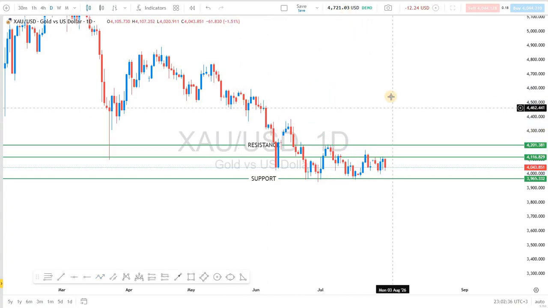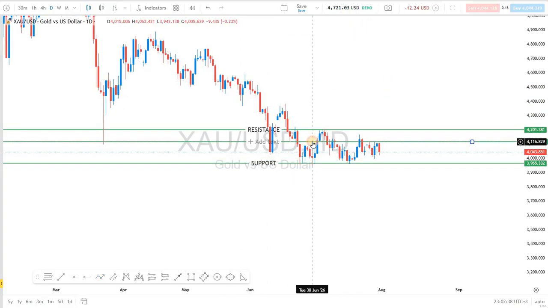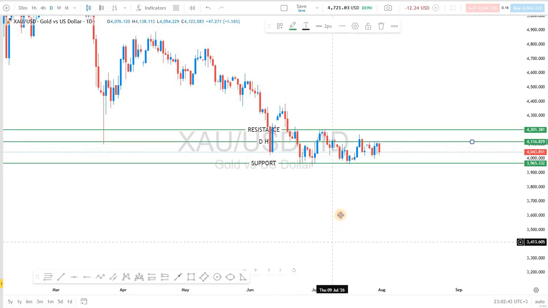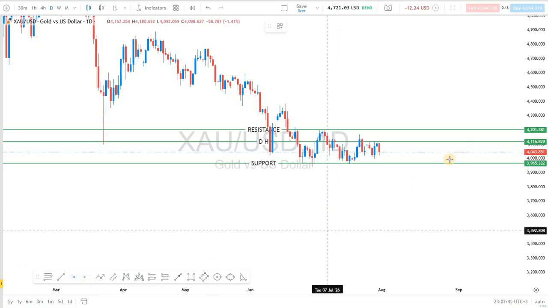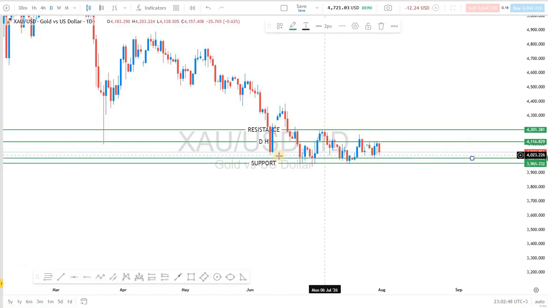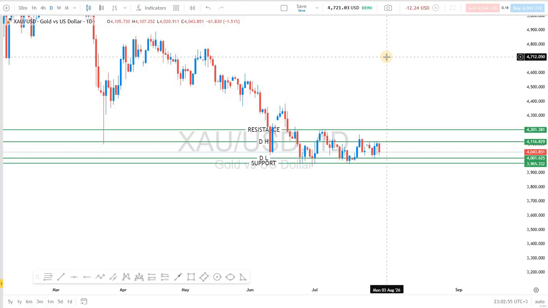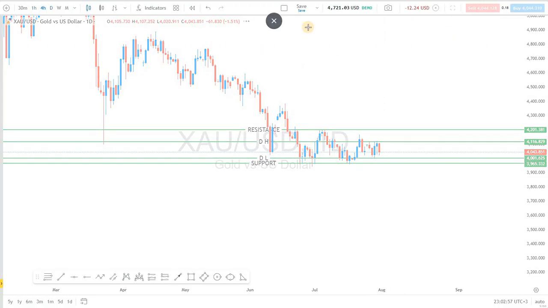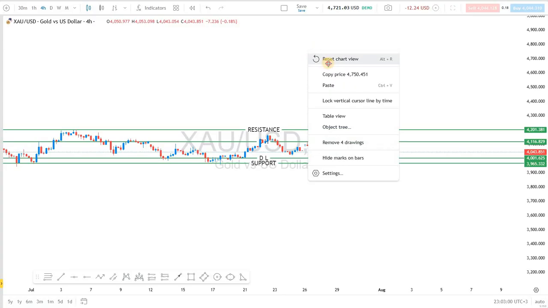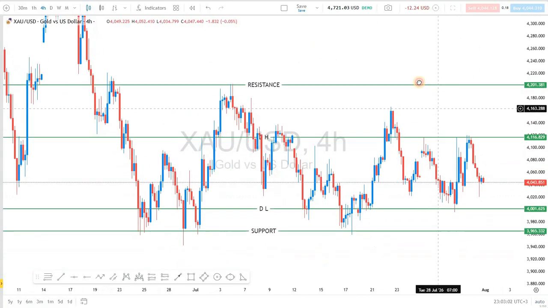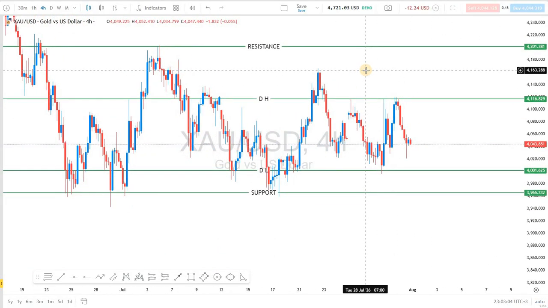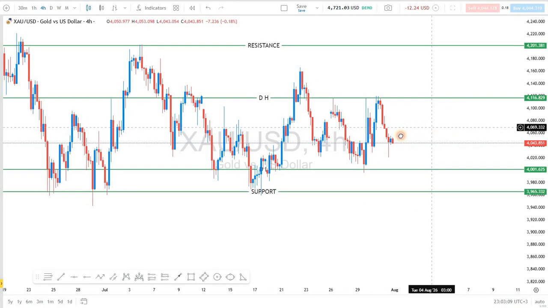So let me continue after explaining that. This is our daily high. Then after marking that, we also mark the daily low. This is our daily low. Okay, so let us move into the 4 hour time frame. This is our 4 hour time frame chart.